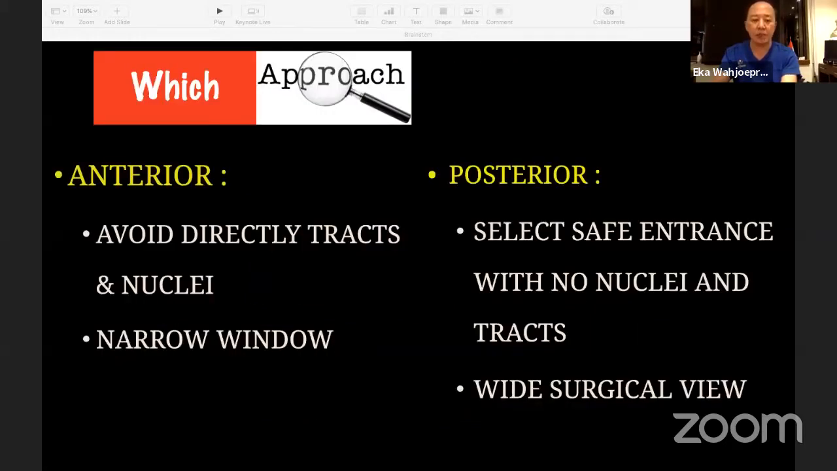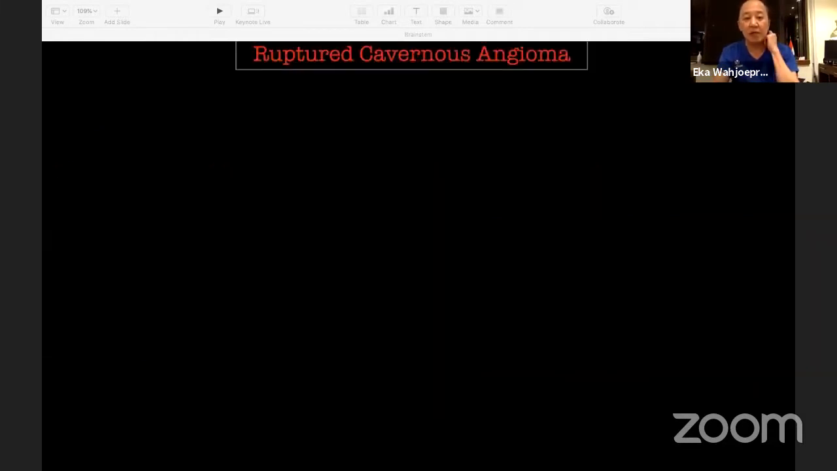So which approach, anterior or posterior? Again, both have positives and negatives. Sometimes with the anterior, we need to avoid direct threat to the nuclei or the tract, because when we injure that, it may cause another neurological deficit. Also in the anterior, the negative thing is the window is quite narrow compared with posterior, because when we go posterior, we can have a very wide angle to see everything more clearly.